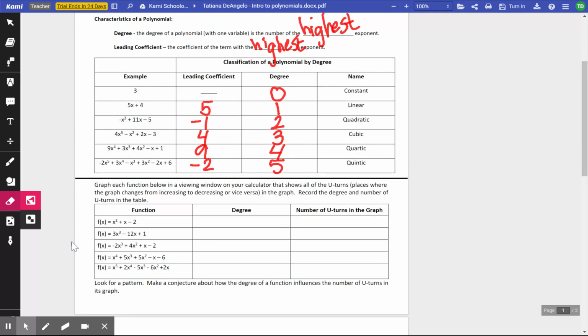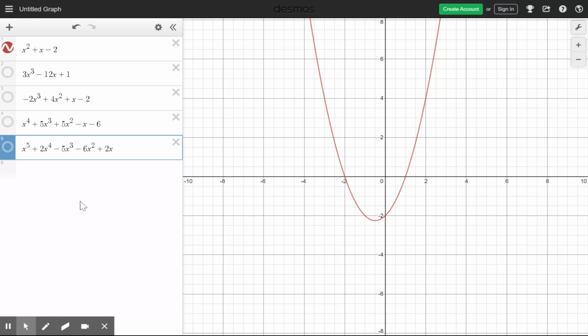So now it says, graph each function below in a viewing window on your calculator. And it's asking me to figure out how many U-turns it has. So I'm going to go to Desmos. So I have the first one graphed, x squared plus x minus 2. And I see that it has one U-turn. So I'm going to go back to my worksheet and put 1.